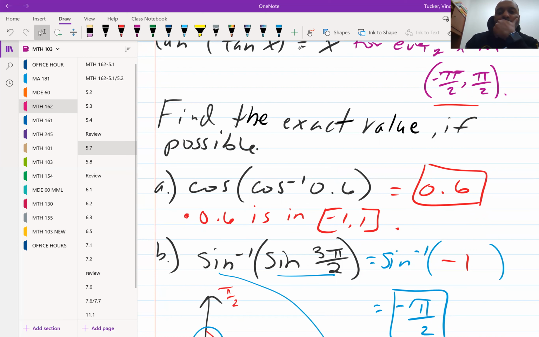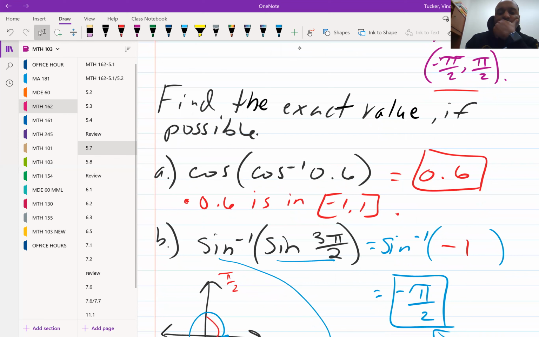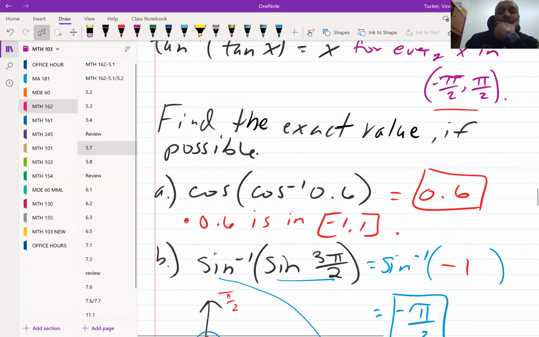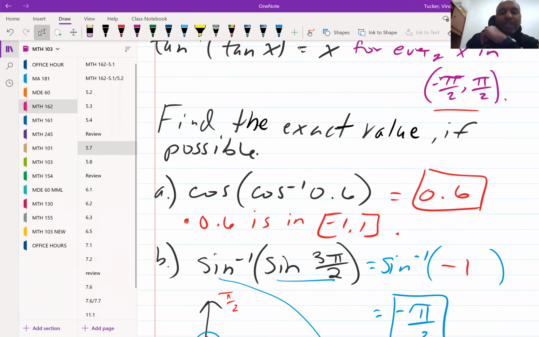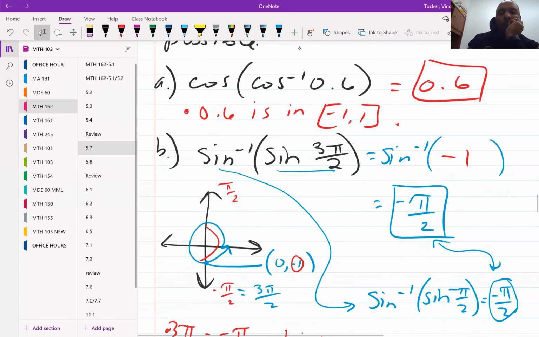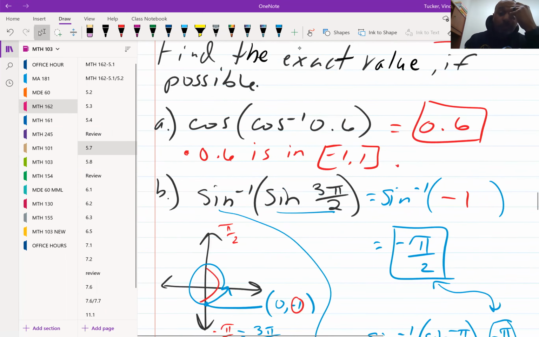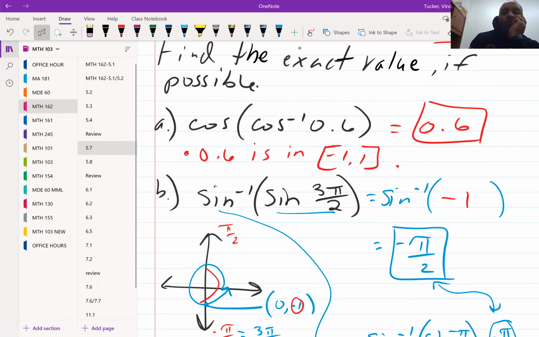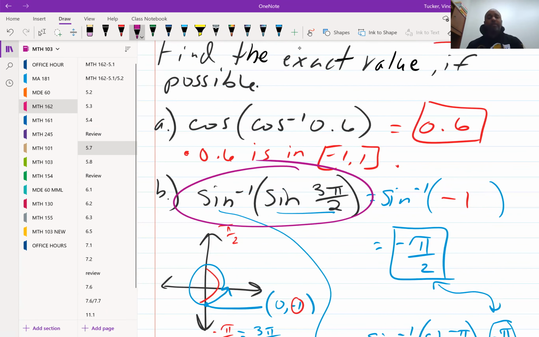All right. So the next one's a little tricky, so I want to make sure we're okay with it. Is everybody okay with A before we look at B? All right. So looking at this one right here, we have sine inverse of sine 3 pi over 2.